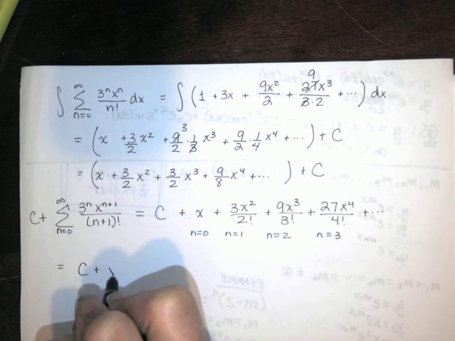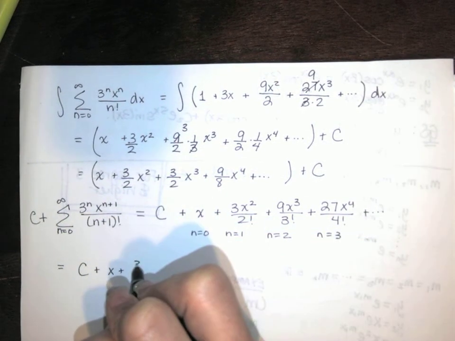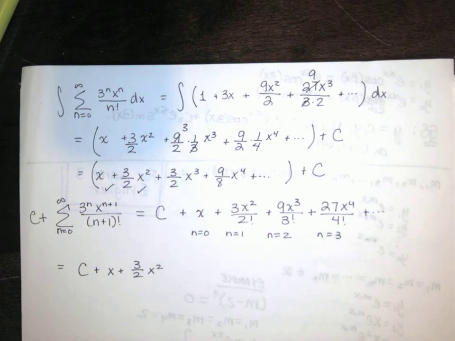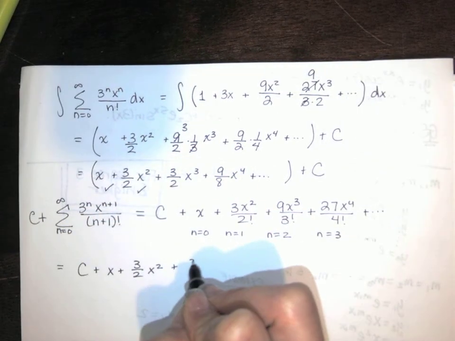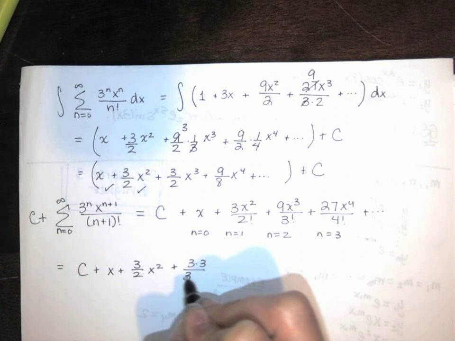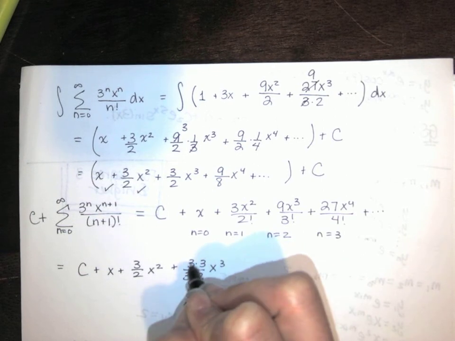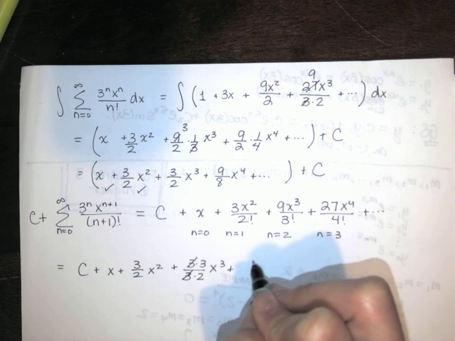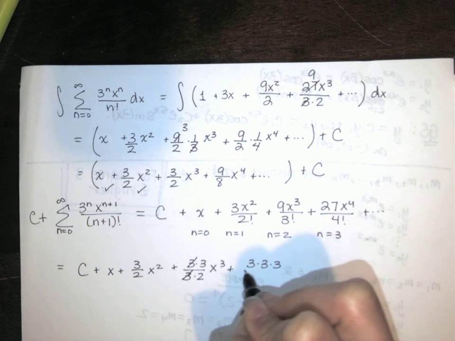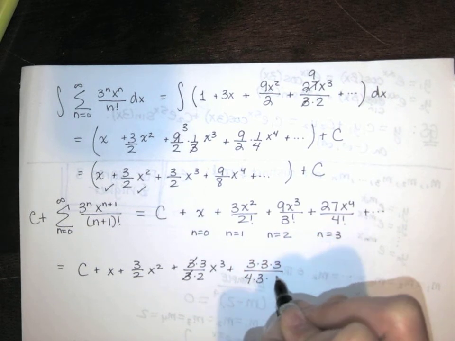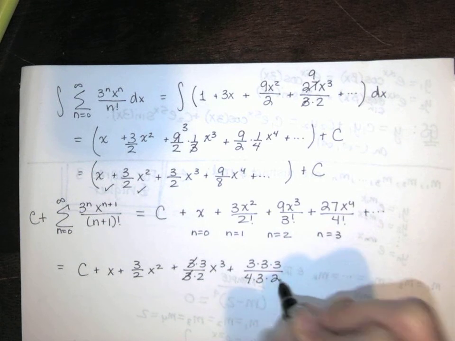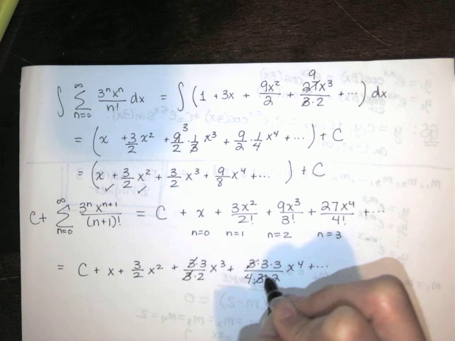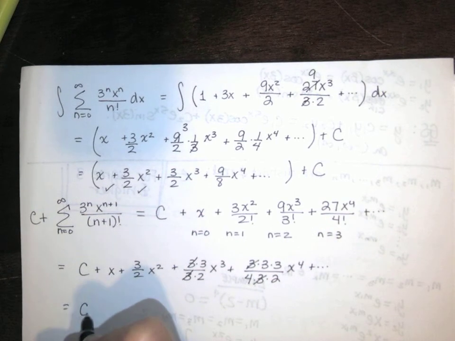I have c plus x plus 2 factorial is just 2. So that matches with that. That's good. And over here, 9 is 3 times 3. 3 factorial is 3 times 2. And the 3's reduce. So we're good there. Over here with the 27, that's 3 times 3 times 3. 4 factorial is 4 times 3 times 2 times 1 times x to the 4th. The 3's reduce, and we get 9 over 8.